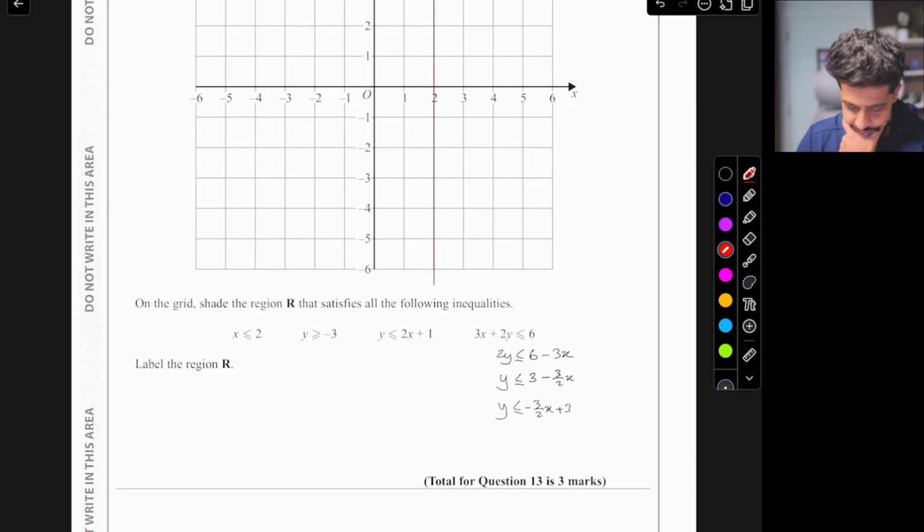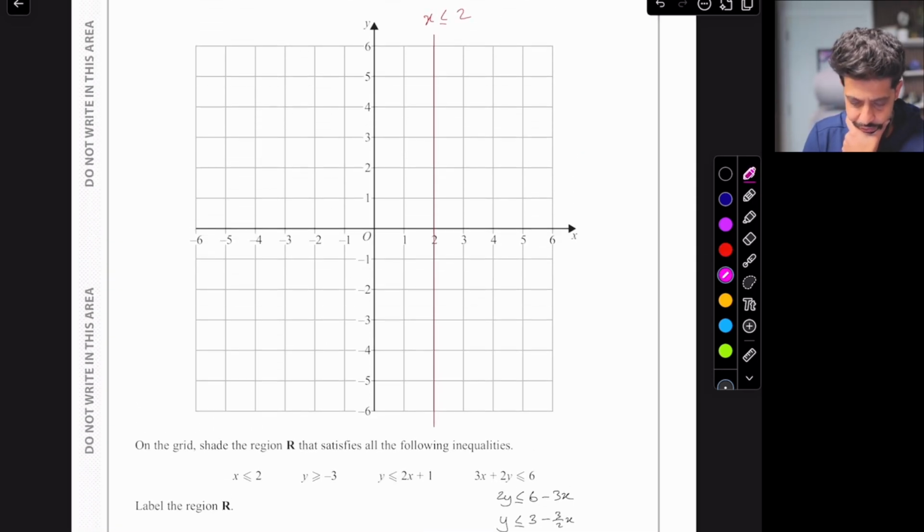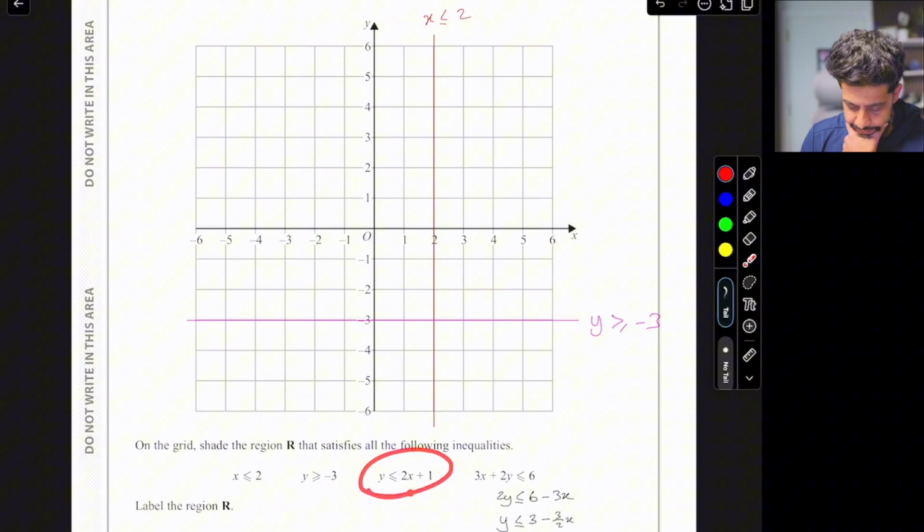Now, that's that one done. Y equals minus 3, sorry. There. So we write here, y is greater than or equal to minus 3. This one here, it's a straight line. Y equals mx plus c. The y-intercept is 1. So it starts here, and the gradient is 2.